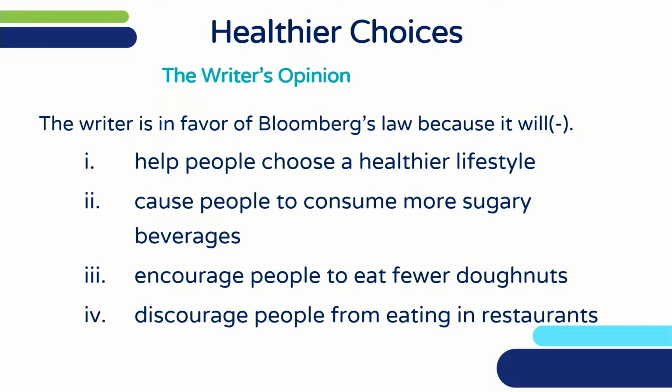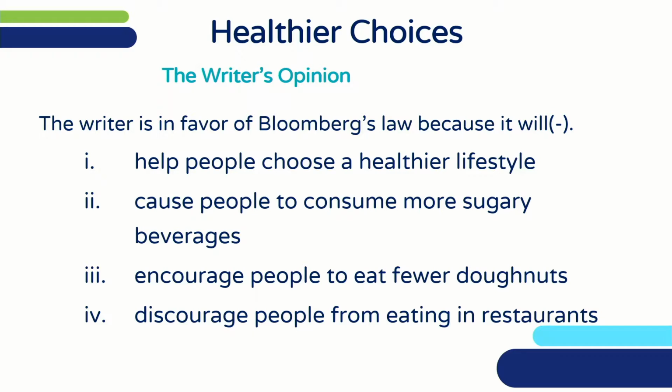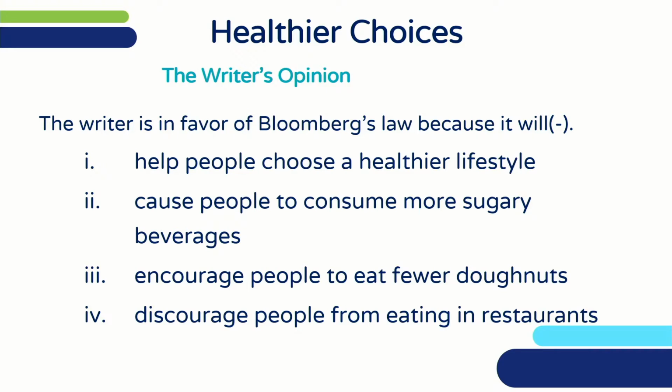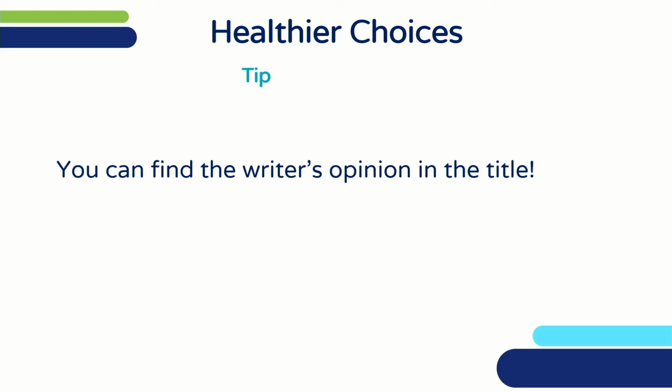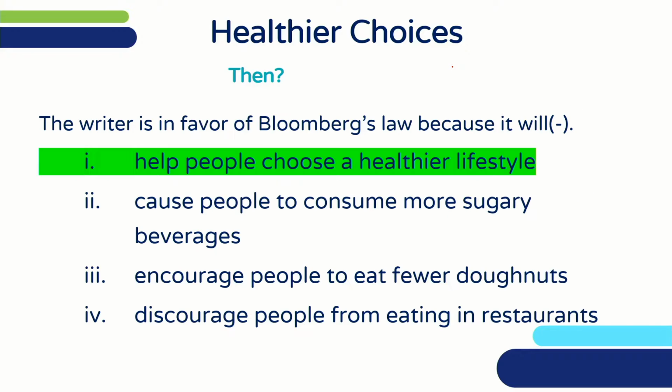From the whole article, what can we infer about the writer's opinion? Is he in favor? Yes, from the question, he is in favor. We say that the writer is in favor of Bloomberg's law because why? It will help people choose a healthier lifestyle, cause people to consume more sugary beverages, encourage people to eat fewer donuts, or discourage people from eating in restaurants. Yes, you're right. We can make use of what here to answer our question? We can make use of the title, Healthier Choices. So accordingly, the answer will be help people choose a healthier lifestyle. So you can find the writer's opinion in the title. Why? The writer is in favor of Bloomberg because it will help people.